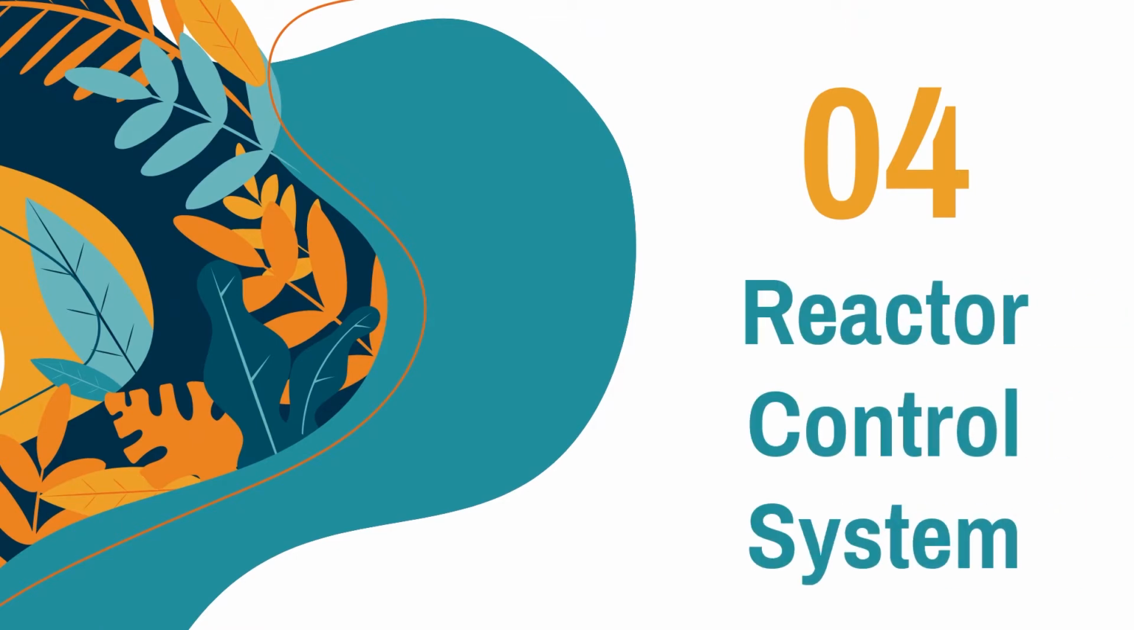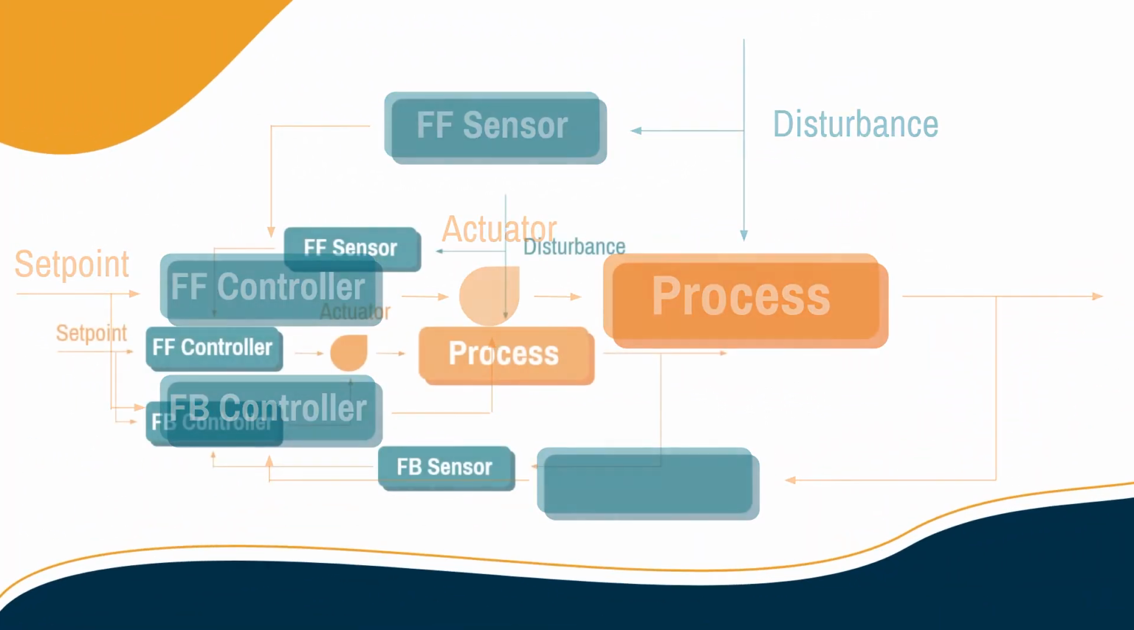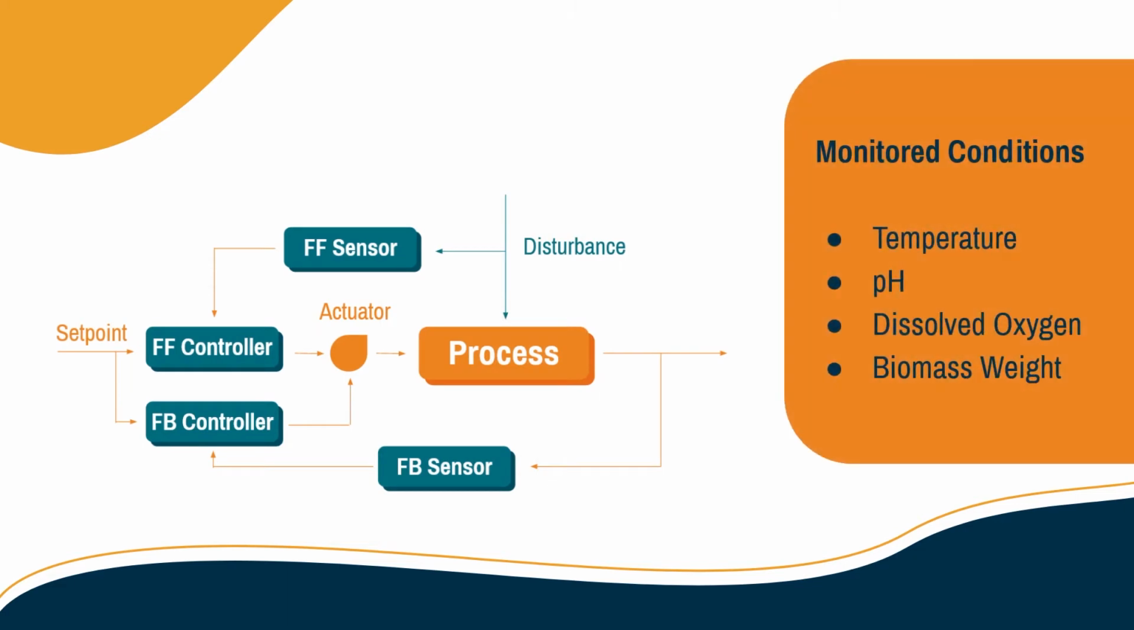Next is the reactor control system. Several condition parameters need to be controlled and monitored, such as the temperature, pH, dissolved oxygen, and the biomass weight. Heterotrophic microalgae are grown using the conventional fermenter. A combination of feed-forward and feedback control system is suggested due to the proneness of microbial contamination. As for the heterotrophic microalgae that utilize the PBR, they only need a feedback control system due to the low chance of contamination.